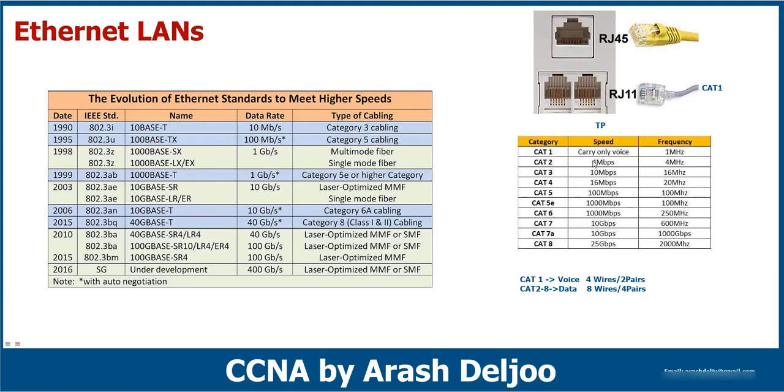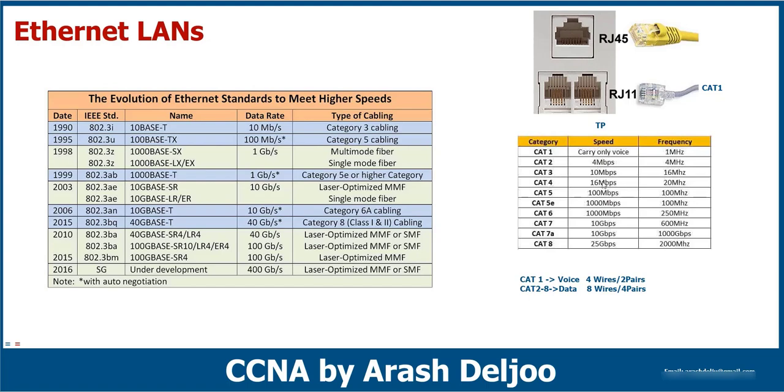Look at here. Let me review them. Cat 2, the detail is not important. For example, frequency is not important for us. But let me say that in the first days of the networks, we used Cat 2. Cat 2 had 4 megabit per second speed. This means that in 1 second, with Cat 2, you can send 4 million bits. Okay. After that, the Cat 3 is created. Cat 3 had 10 megabit per second.